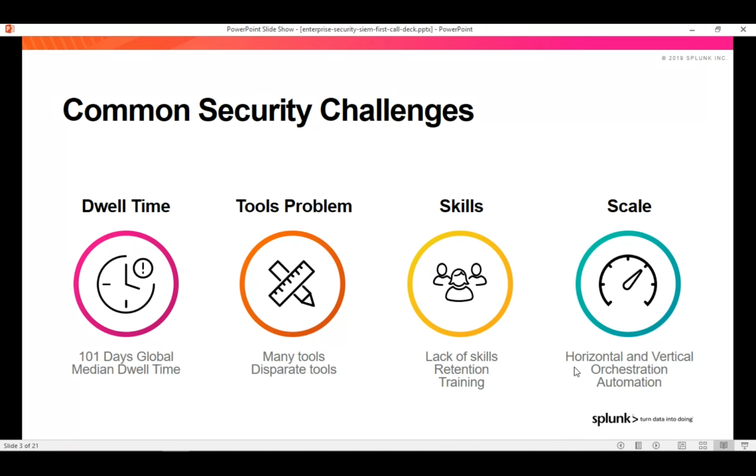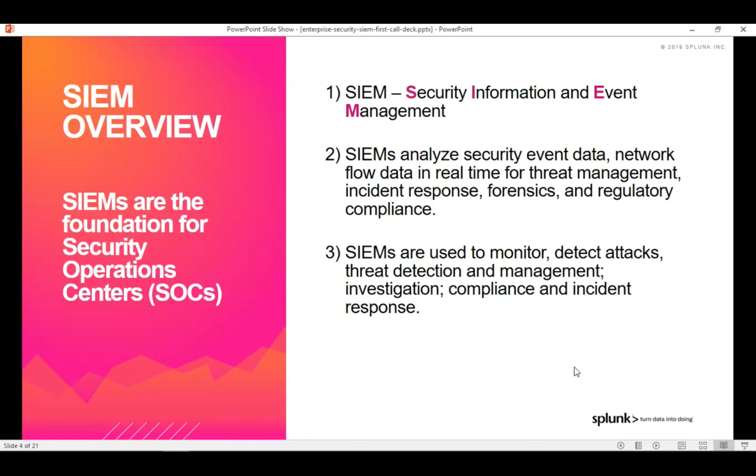In the end, it basically affects the business of the organization. So these are the common challenges which legacy SIEM solutions face, but they're not able to overcome them. SIEMs are the foundation of SOCs, Security Operations Centers. SIEM stands for Security Information and Event Management. They basically analyze security and network data and provide you with real-time analysis, or rather, when it comes to legacy, it just provides you with real-time investigation or incident response, threat management, forensics, and regulatory compliance.